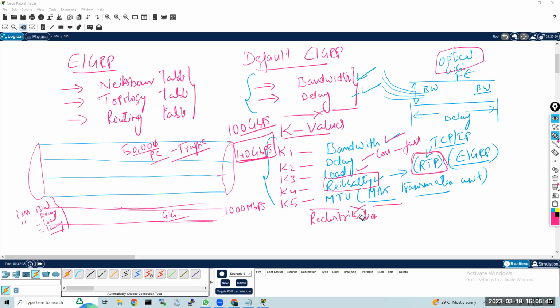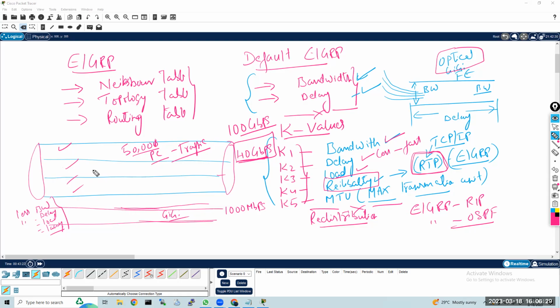In redistribution, which we are going to configure, especially from EIGRP to RIP and EIGRP to OSPF, we are going to enter all the K values. They will be the default values. The maximum transmission unit by default is 1500, and your bandwidth will depend upon the cable connections, what kind of cable connections you have used from one router to the other router. It's all depending upon that.